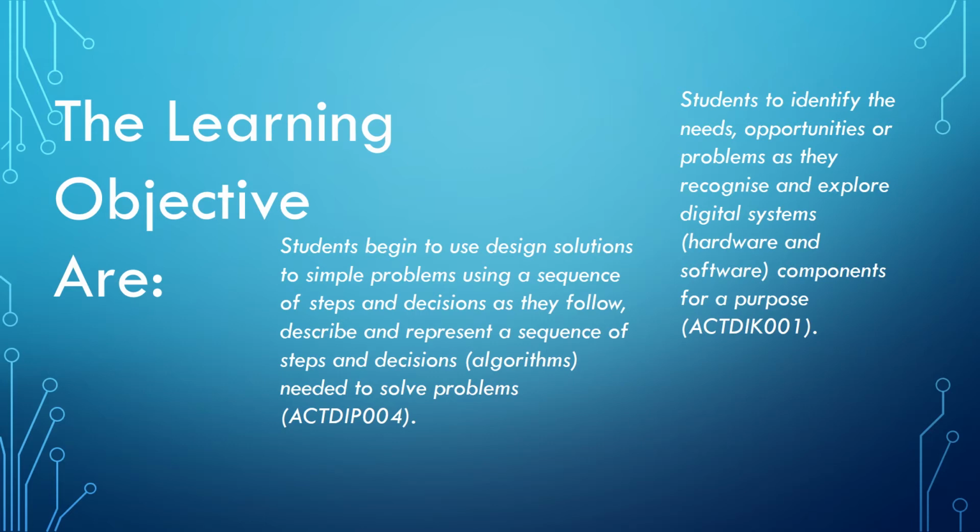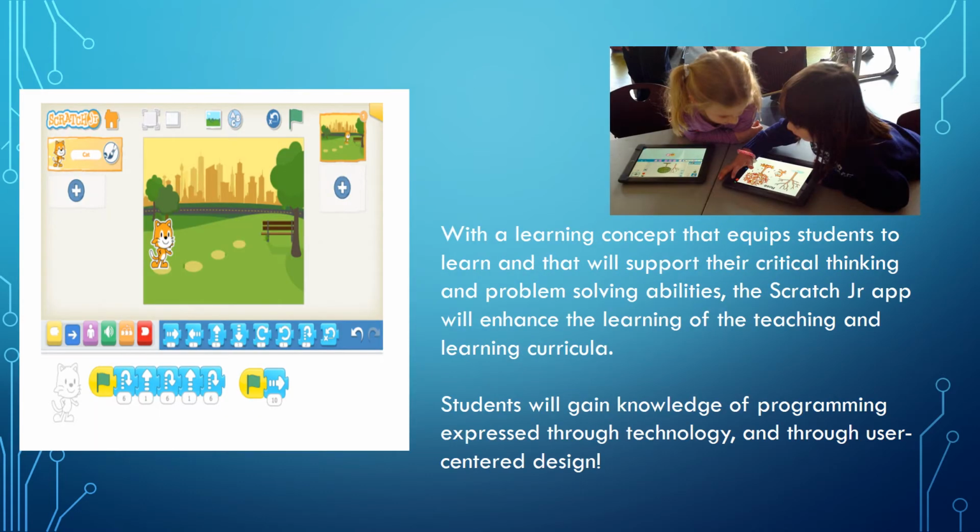Additionally, the learning within the lesson can be aligned with a cross-disciplinary learning approach to include aspects of literacy and creative thinking as students create a list of tasks or visualisation to show the relationships between characters in a story. With a learning concept that equips students to use their critical and creative thinking, the Scratch Junior app improves the knowledge of programming expressed through technology and user-centred designs.